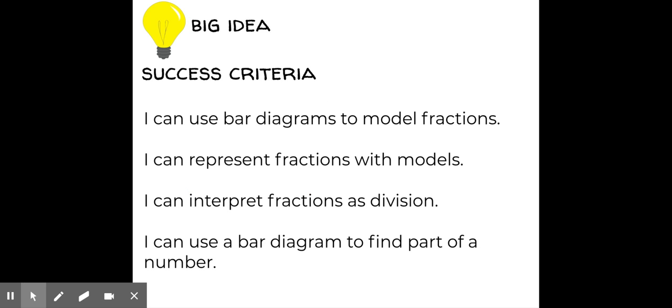Our success criteria for today is information that we've already learned that can help us be successful. We can use bar diagrams to model fractions. We can represent fractions with models. We can interpret fractions as division, and we can use bar diagrams to find parts of a number.